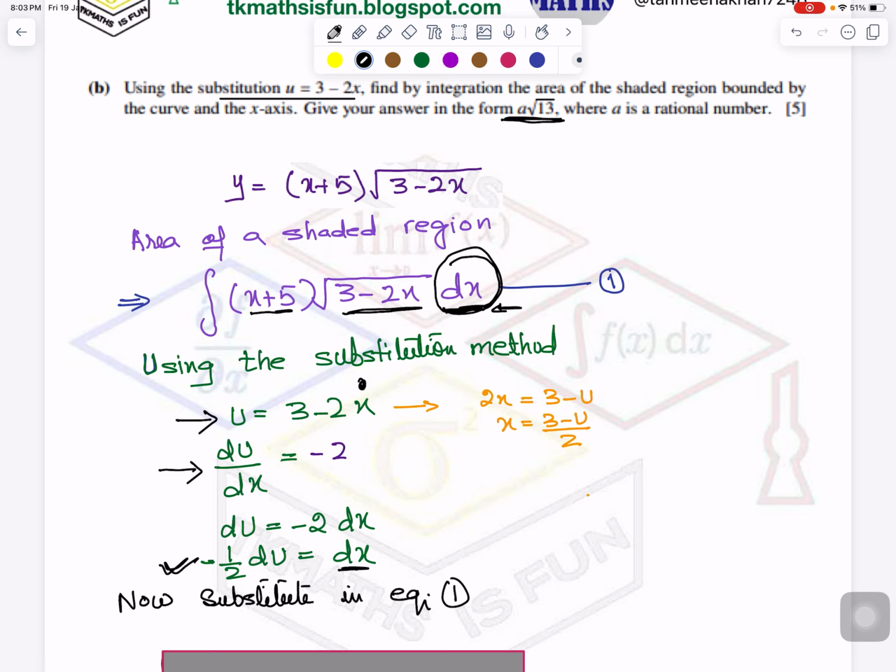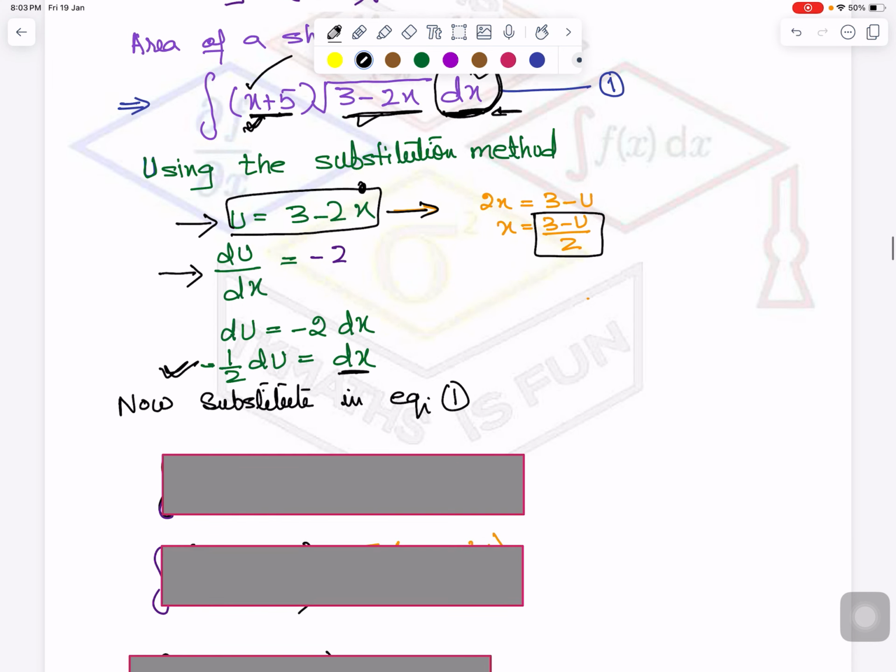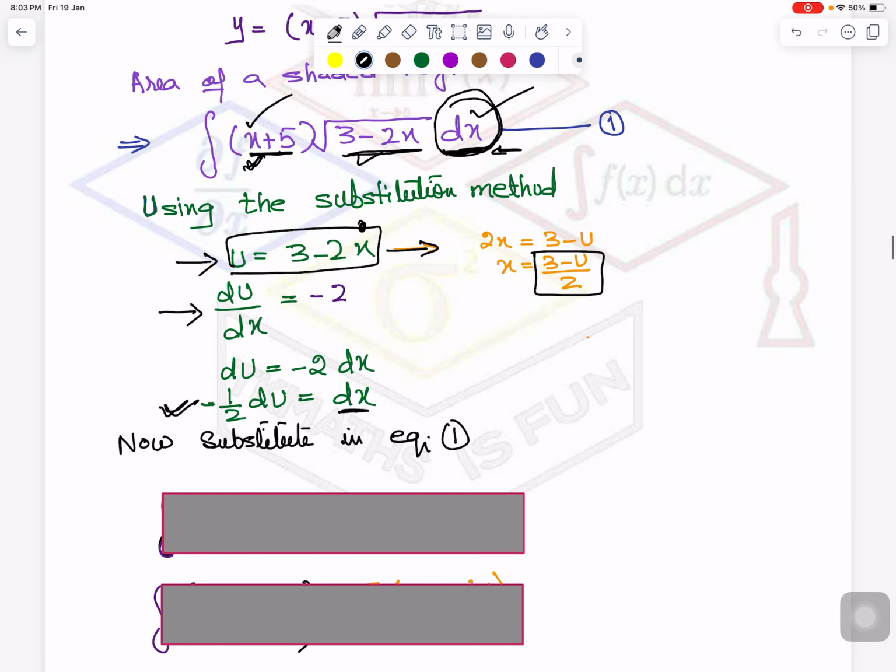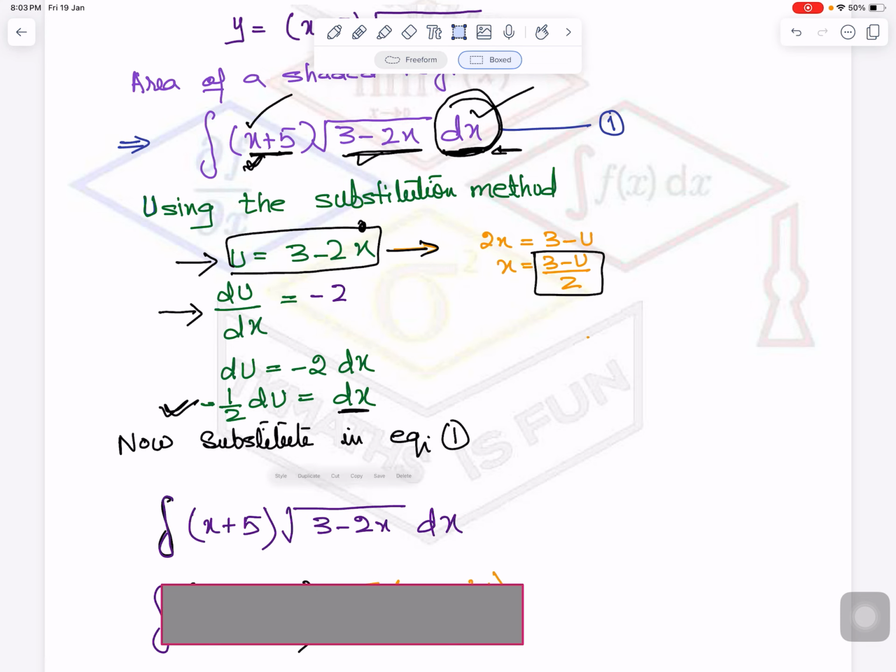And what about this? What will happen to this x? From the given substitution, I will make x the subject. So I will replace x by this. So now I know everything I will replace: dx, x, and 3 minus 2x. So now I'm going to substitute everything here. You can see here.